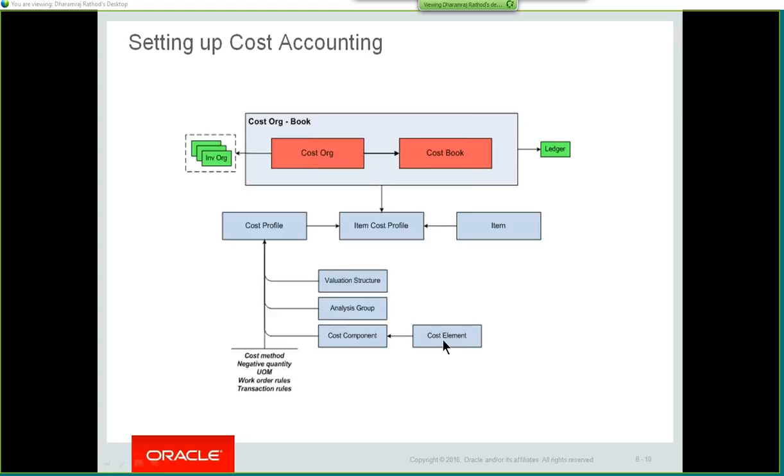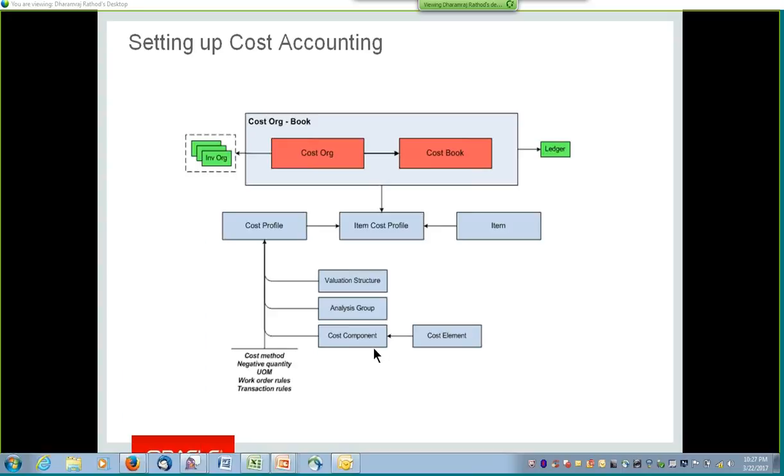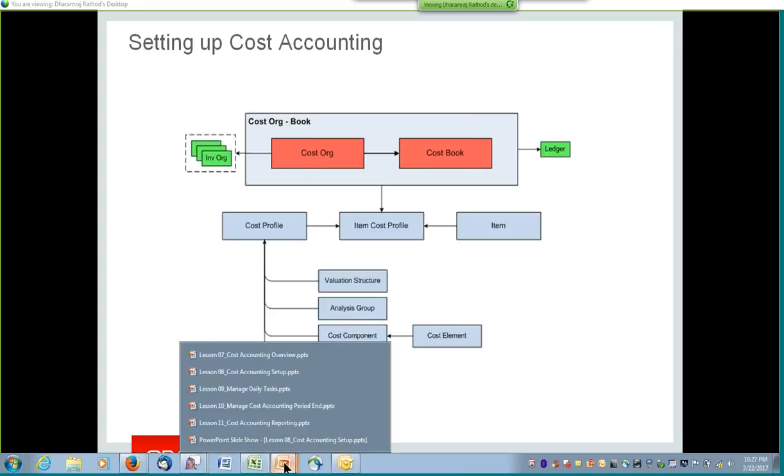So the atomic building block of your cost within cost accounting is the cost element, and then you would have your cost component which is coming from upstream applications. Analysis group is nothing but you want to slice and dice the cost data by various groups. You go look at it.